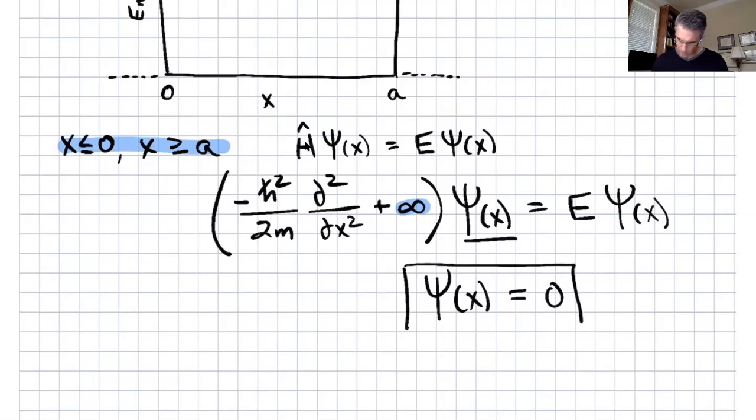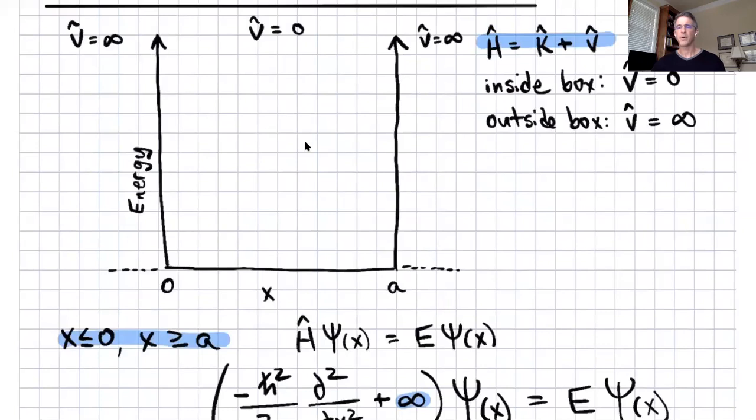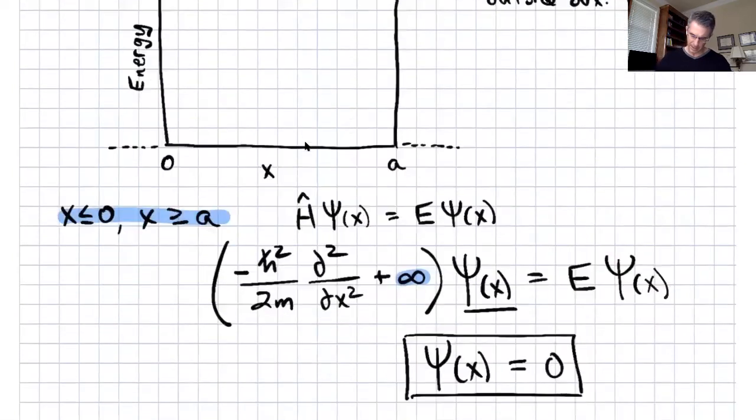So if the wave function equals 0 outside the box, that means the particle can't exist outside the box. That's what a wave function of 0 would mean. It doesn't exist. It's not there. It cannot ever be there, if the wave function is 0. That's kind of easy.